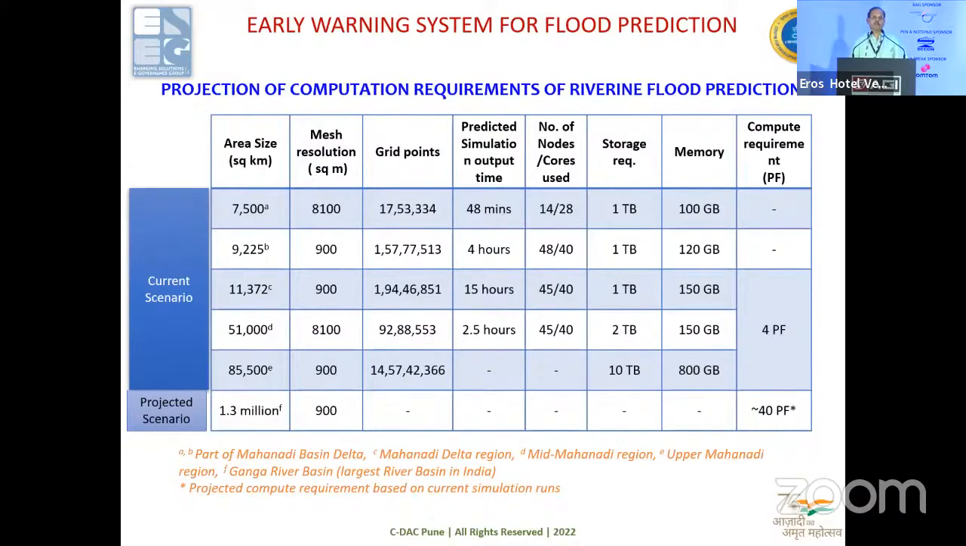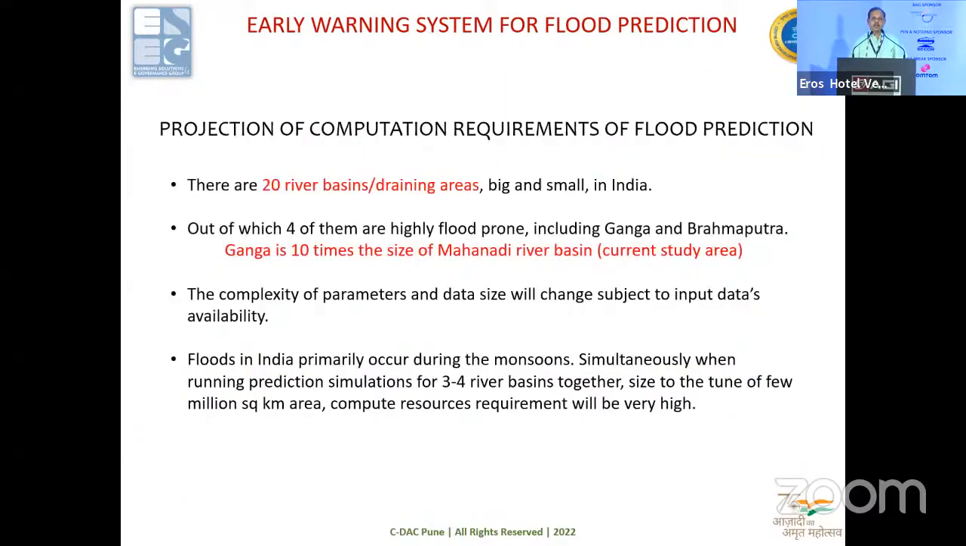Now, we have around 20 river basins in India, and out of those, 4 are river flood prone, like Brahmaputra, Ganga, Mahanadi, and another basin. Most of the time floods come during the monsoon season. So if we have to run the forecasting model in these river basins simultaneously during the monsoon season, you can imagine what kind of resources we will require. So there is a need for a lot of high performance computing resources in this kind of project.